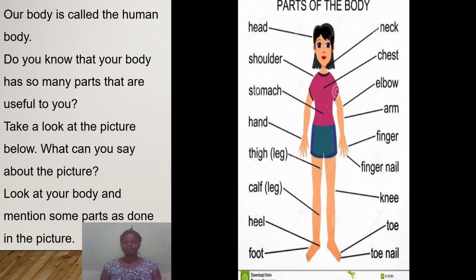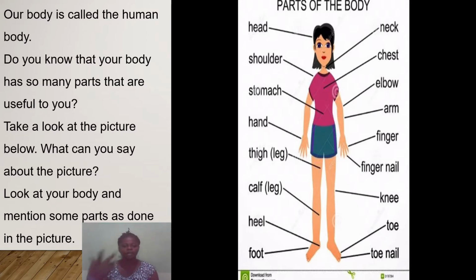Now, if you look at the picture, the parts of the girl have been labeled nicely. So you can see where the leg is, where the thigh is, where the finger is. Okay, so you can see a lot of body parts, right? So take your time and go through it carefully. Now, our body is called the human body. And do you know that your body has so many parts that are useful to you?